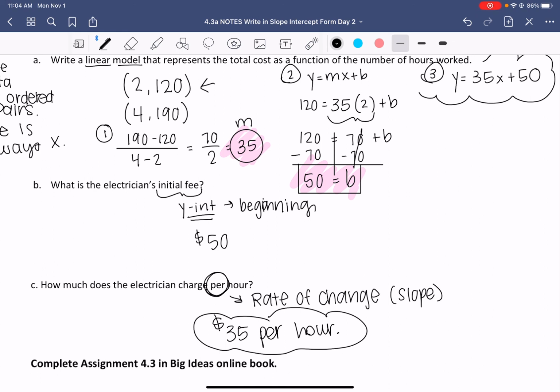So again, if you're given 2 points, you can use those 2 points to find the slope. Once you have your slope, you can plug one of those 2 points and the slope into slope-intercept form to solve for b. And always, once you have your slope and your y-intercept, you can write an equation of a line in slope-intercept form.